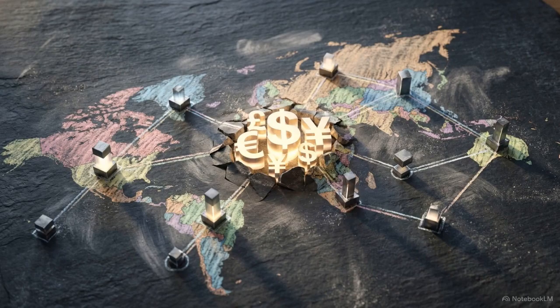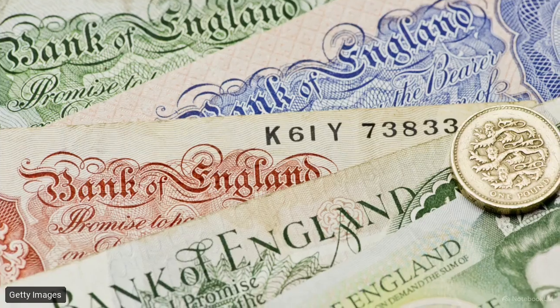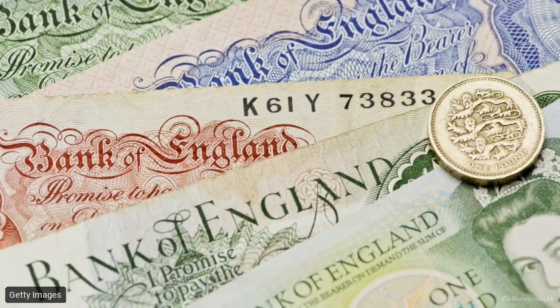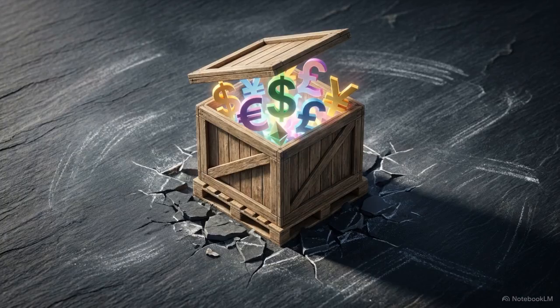This constant swapping of national currencies happens in the foreign exchange, or forex market. It's a decentralized global network where millions of buyers and sellers trade the money of one nation for the money of another. Every time a physical good crosses a border, a parallel transaction occurs in this currency market. In this system, money itself is the commodity being bought and sold.